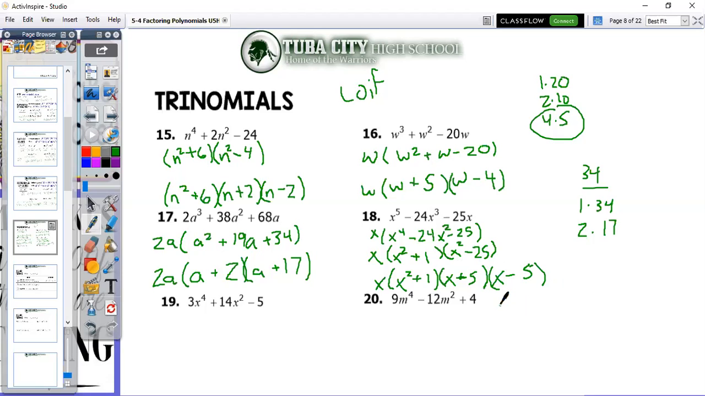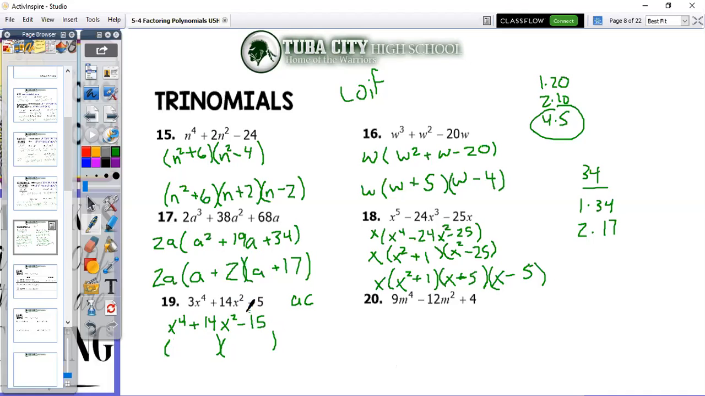Moving on to number 19. And I'm going to go ahead and use the AC method. So for the AC method, you multiply this times that. So again, you give, but you got to take it back. So 3 times 5 is 15. And we use this just for factoring. So let's see what I can get by factoring it out.